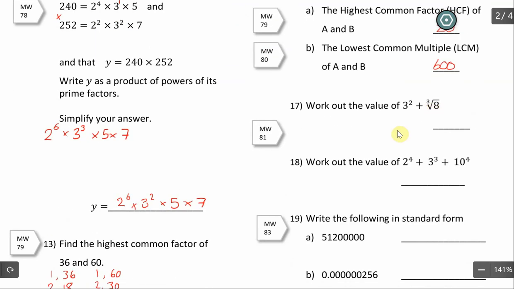Okay, 17. Work out the value of 3 squared plus the cube root of 8. So 3 squared is 9, cube root of 8 is 2. 9 plus 2 is 11.